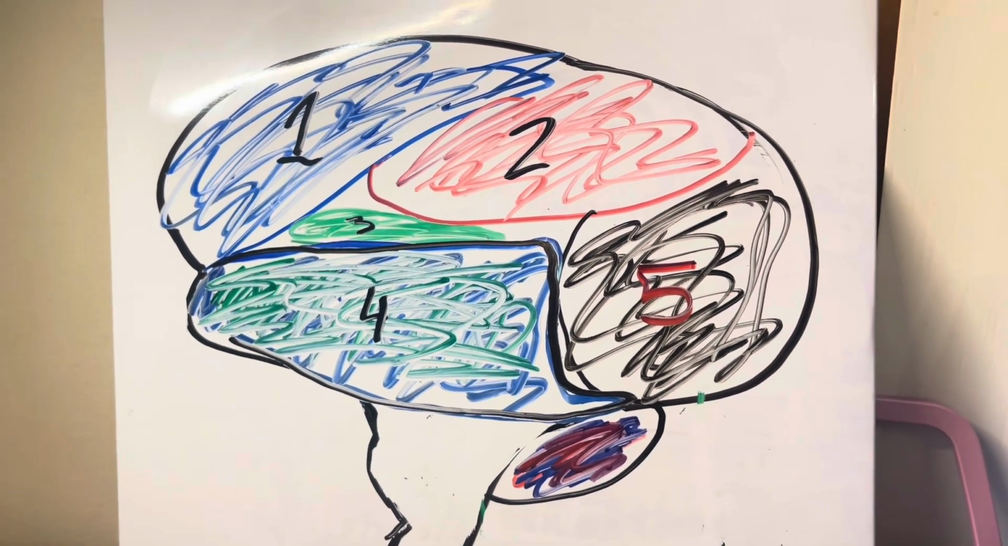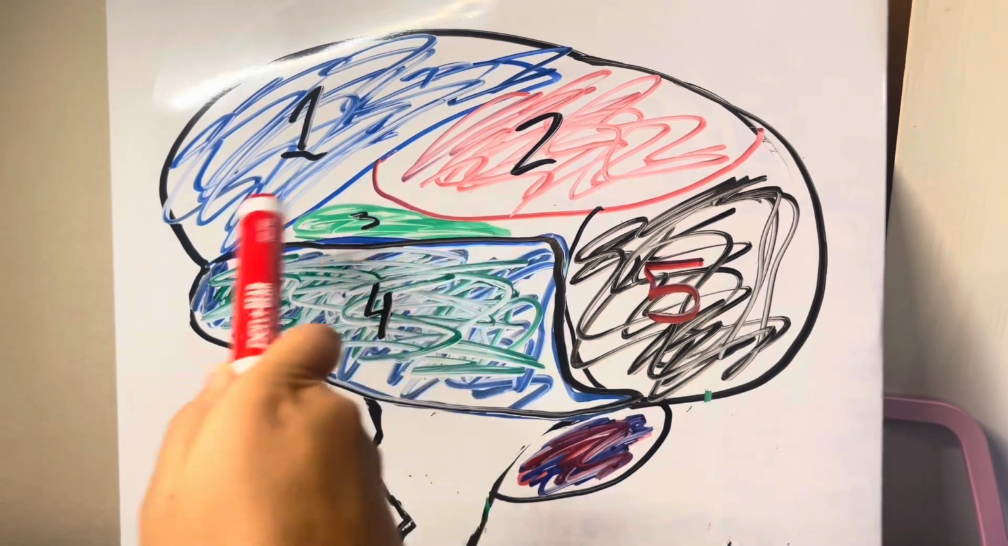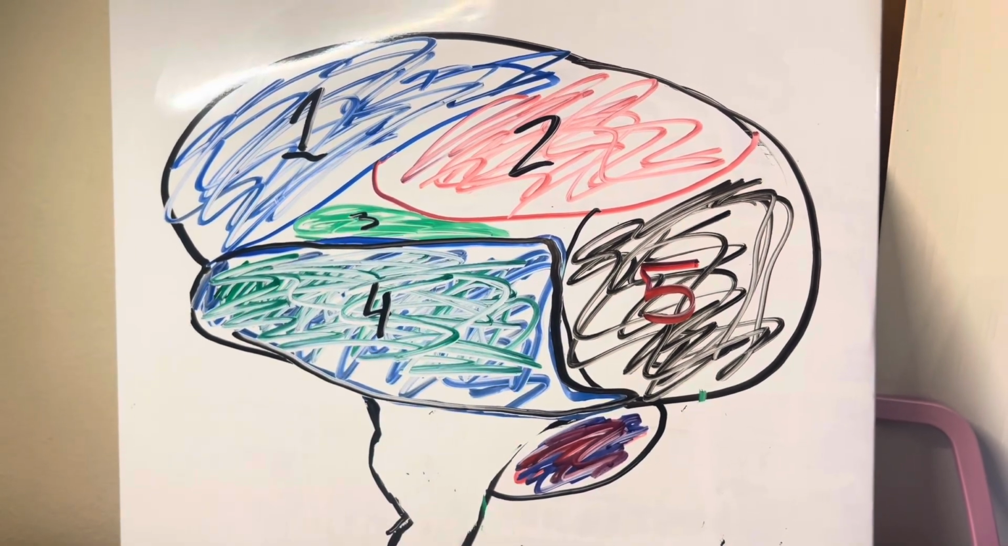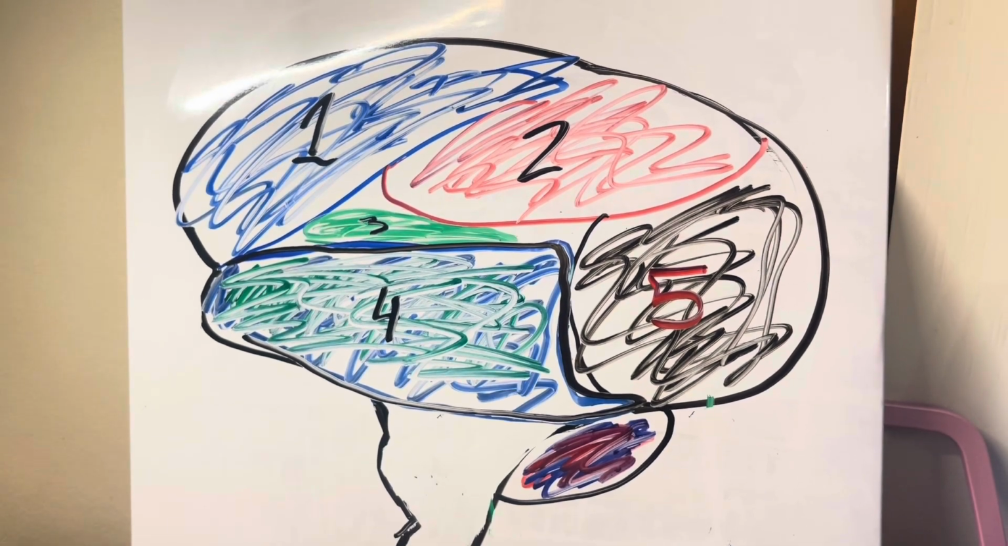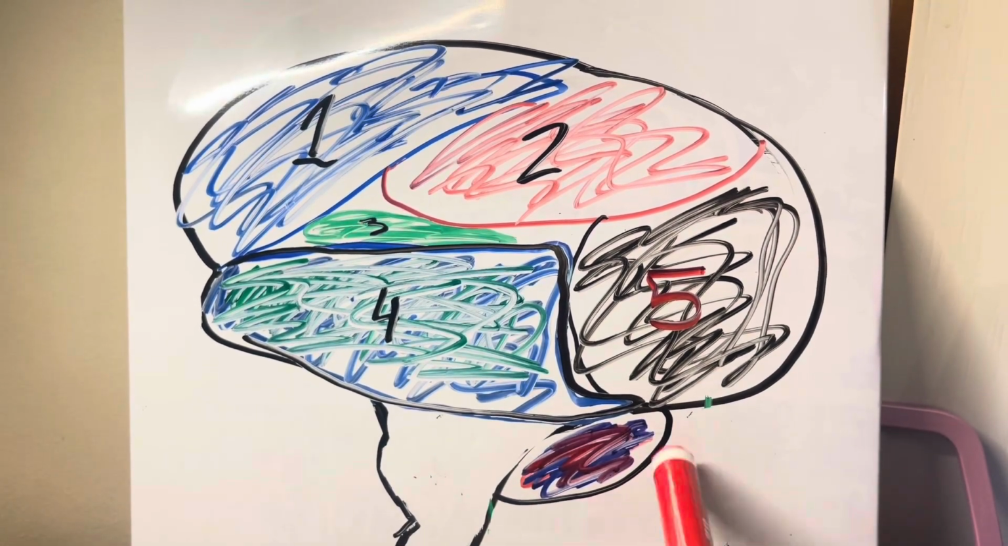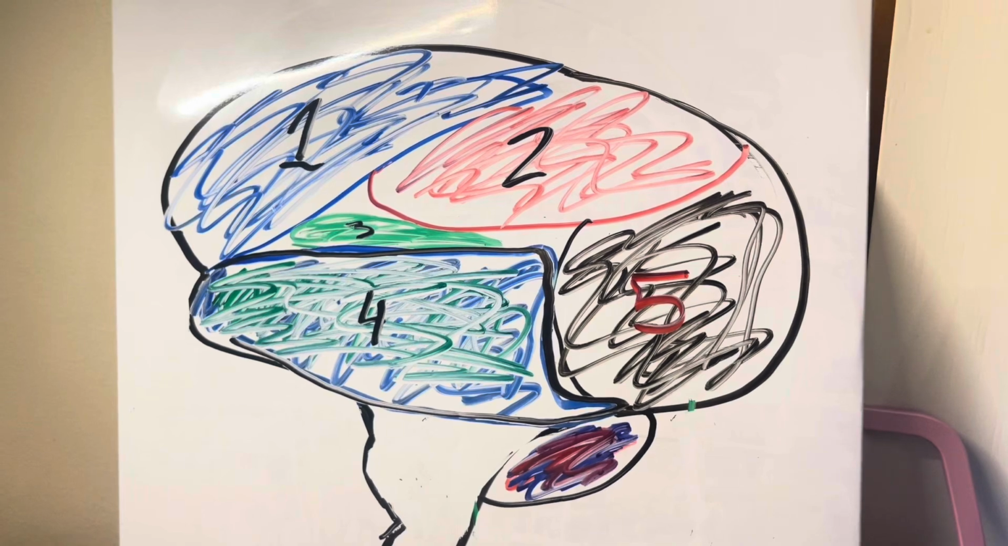The next portion we'll talk about is this portion right here, which is called the insula, and that functions in understanding spoken language and taste. And this right here is the cerebellum down here, which we already discussed.